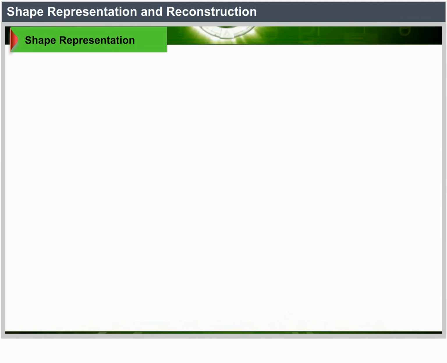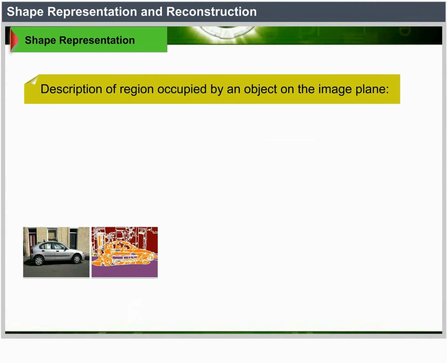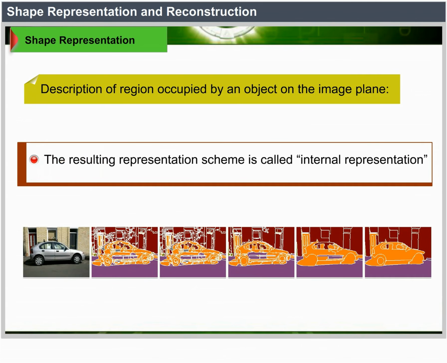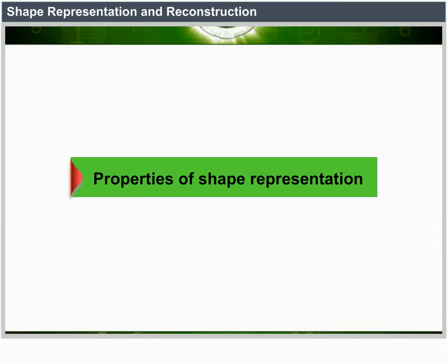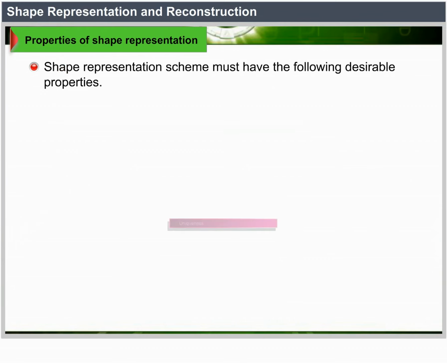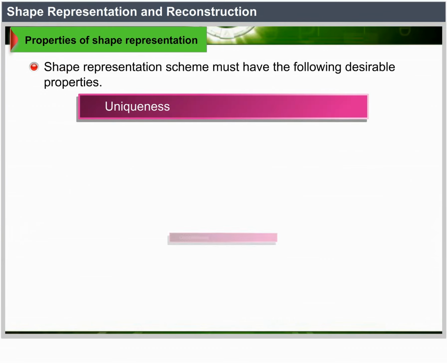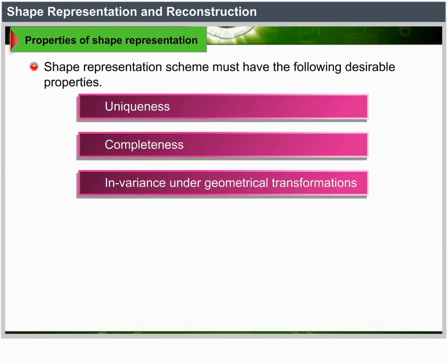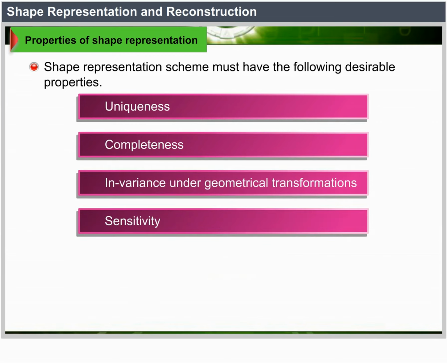Description of region occupied by an object on the image plane. This method is linked to the region segmentation techniques. The resulting representation scheme is called internal representation. Properties of shape representation. Shape representation scheme must have certain desirable properties: uniqueness, completeness, invariance under geometrical transformations, sensitivity, abstraction from detail.